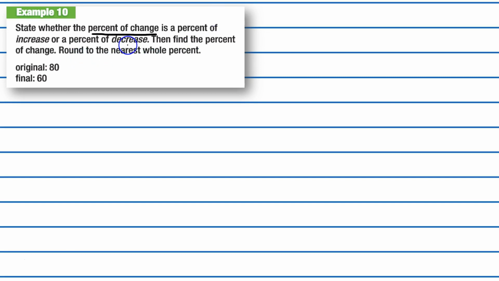So the first thing that you want to do is find out if we have an increase or decrease. Our final amount is what we want to write down first. We're going to subtract the original amount, which is 80 in this case. 60 minus 80 is negative 20. So because of that, I know we're going to have a decrease. Well, a percent of decrease.